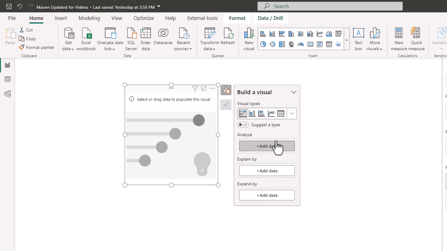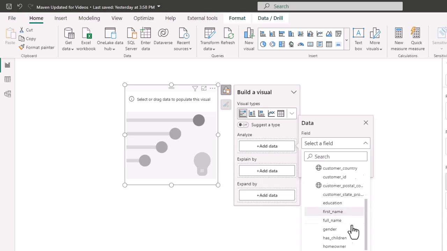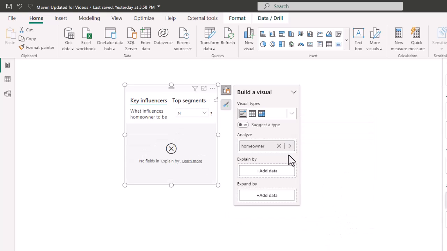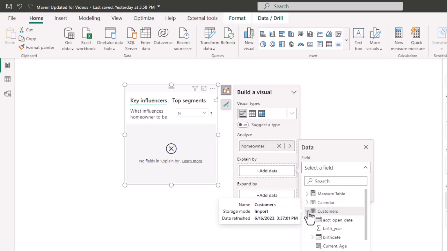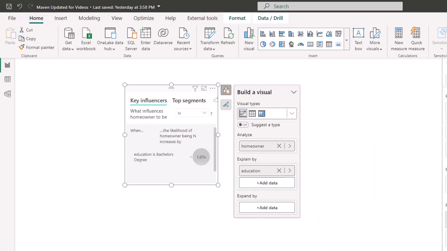So we're going to take a look and analyze from this customer data set. We're going to take a look at whether or not they are a homeowner. And this is a yes/no question. So if they own a home, yes, or if they own a home, no. So we're going to explain this by some of the customer data that we do have in this data set. We are going to take a look at their education level, their occupation, and their yearly income. So you can bring in 2, 3, 4 sets of explain bys.